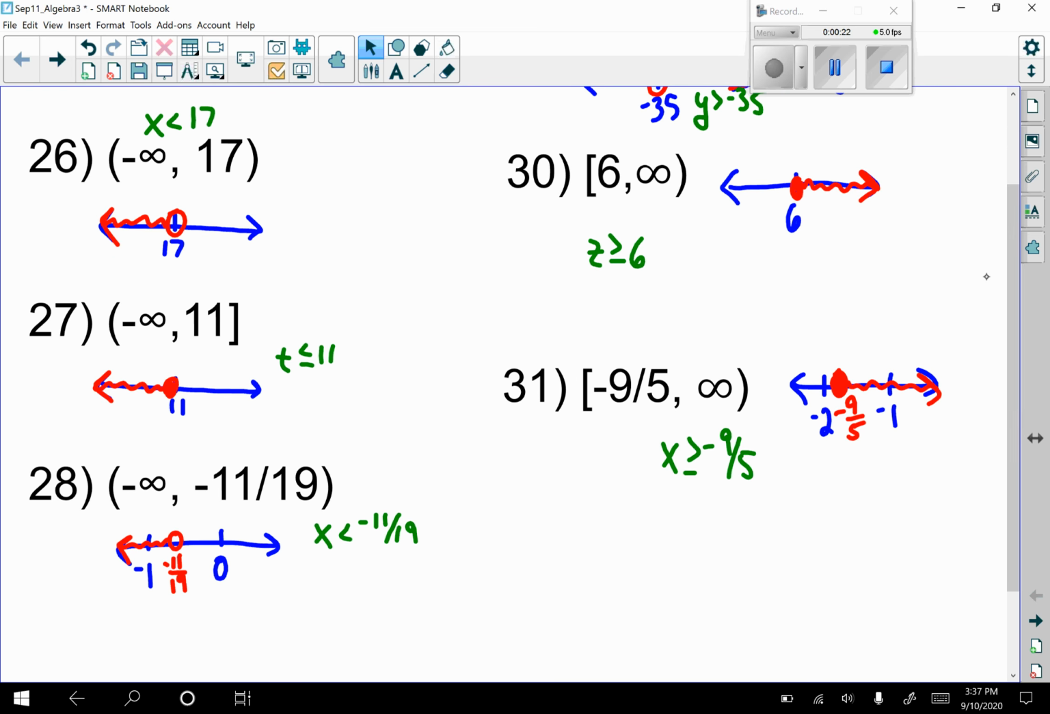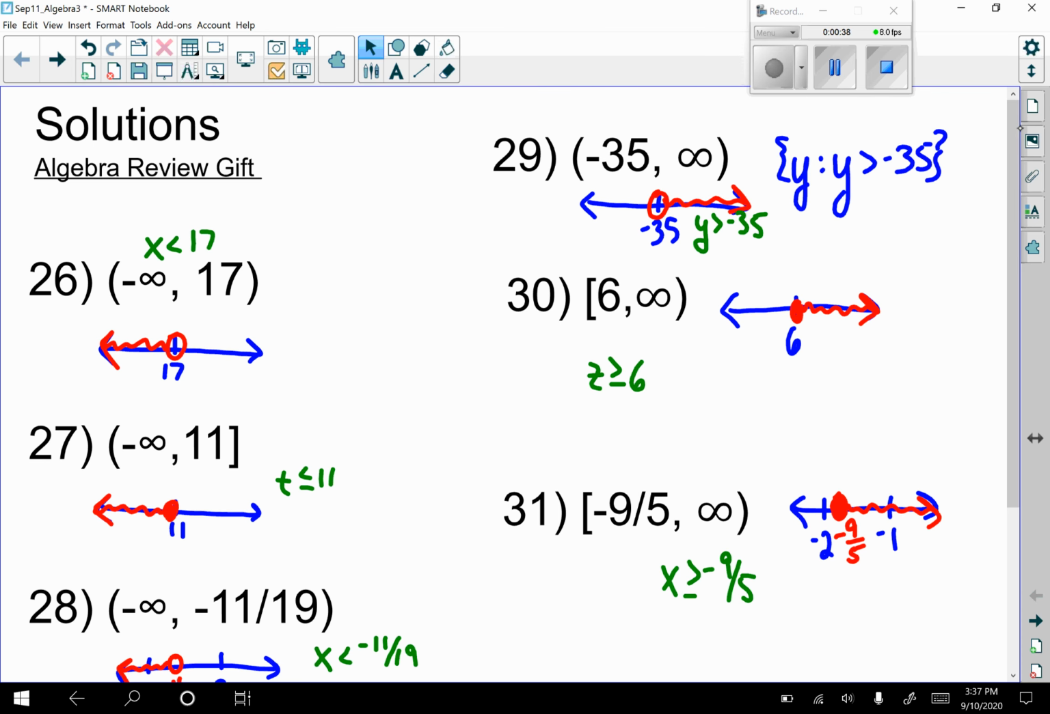As far as the fractions, for 28, you do end up getting x is less than negative 11/19, and I'm still fine if you just want to put that on the number line itself, but I was just showing you to get some reasoning with it, what two integers it's going to fall between. You don't have to show that though.